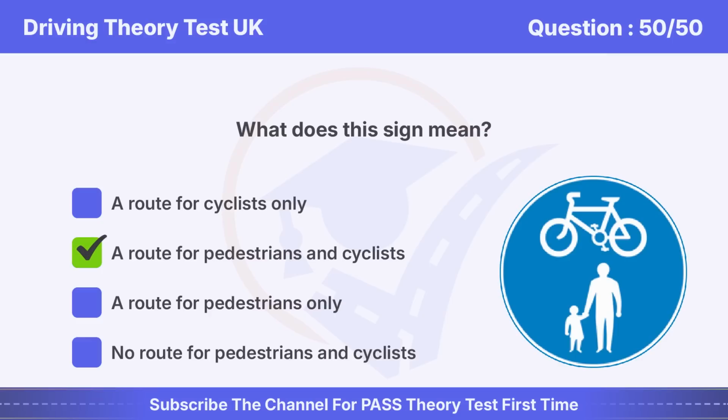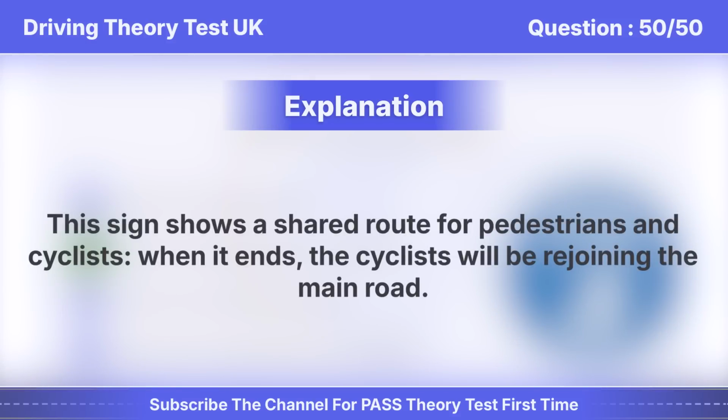Answer is B, a route for pedestrians and cyclists. This sign shows a shared route for pedestrians and cyclists. When it ends, the cyclist will be rejoining the main road.